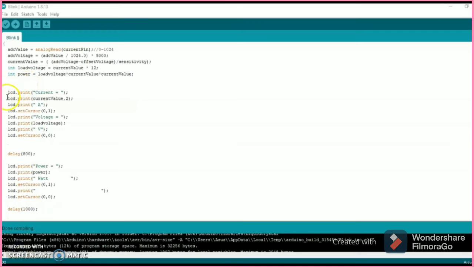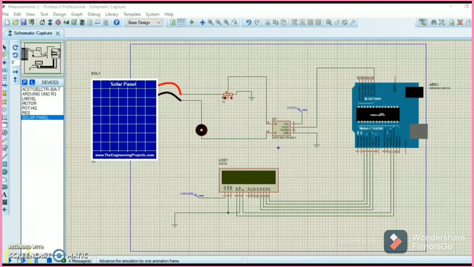For LCD, we assign the LCD to print the current value, the voltage value, and the power value to display on the LCD by using this coding. Now let's run the simulation to see how it works. So as we can see, the LCD will display the current value, voltage value, and the power value. For the current value, it displays 0.81 ampere. For the voltage is 9 volt and the power is 5 volt.